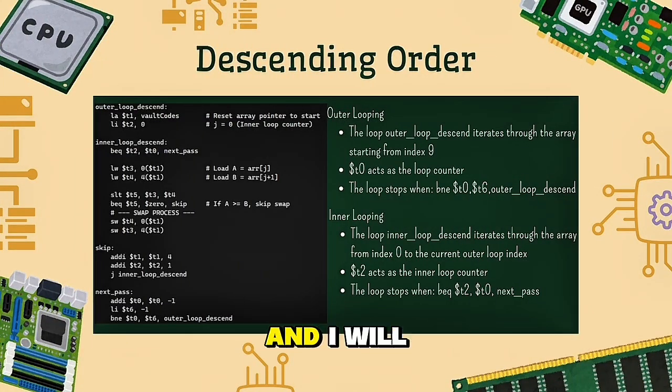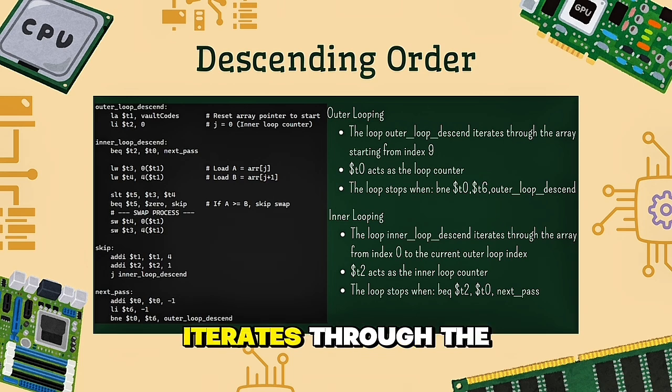My name is Ilin Rujasmin, and I will be presenting about descending order. For the outer looping, the loop outer loop descent iterates through the array starting from index 9. Then, register T0 acts as the loop counter. The loop stops when branch on not equal register T0, register T6, outer loop descent.